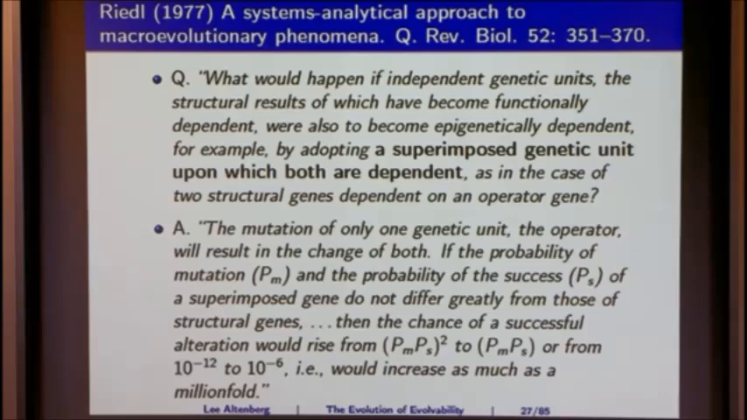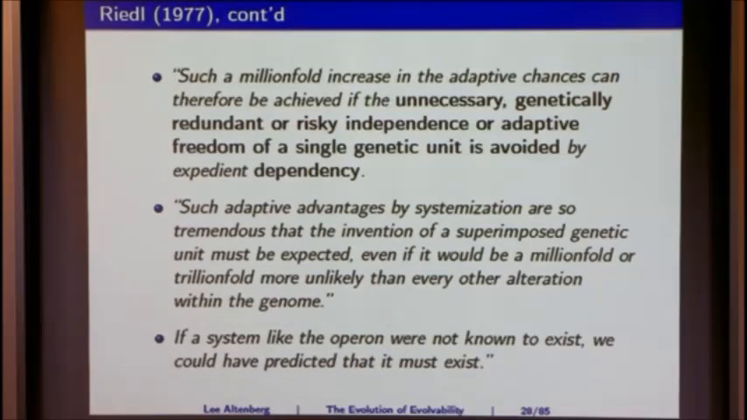So this is if you have to change two genes to produce an advantage, versus now you only have to change one gene to produce an advantage. In other words, from 10 to the minus 12 to 10 to the minus 6th, that would increase as much as a millionfold. So such a millionfold increase in the adaptive chances can therefore be achieved if the unnecessary genetically redundant or risky independence or adaptive freedom of a single genetic unit is avoided by expedient dependency.